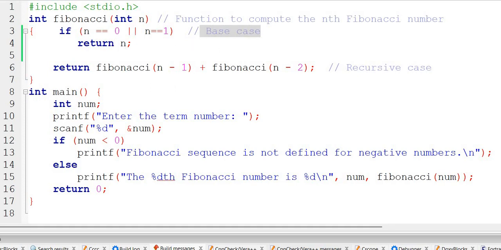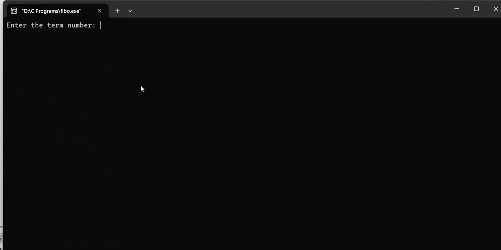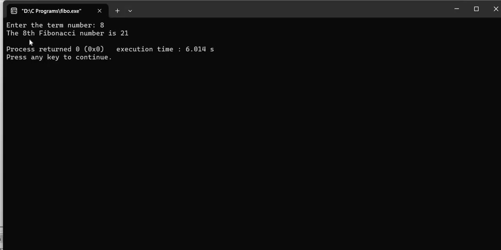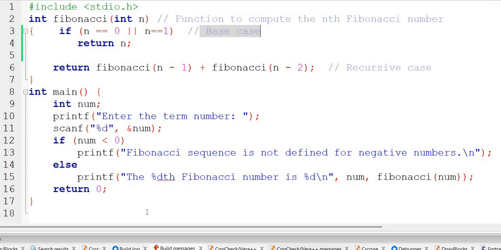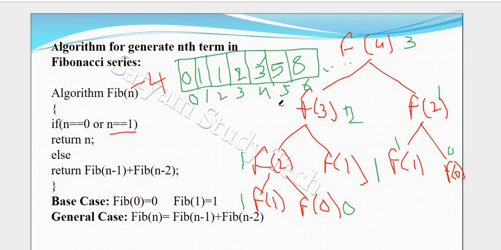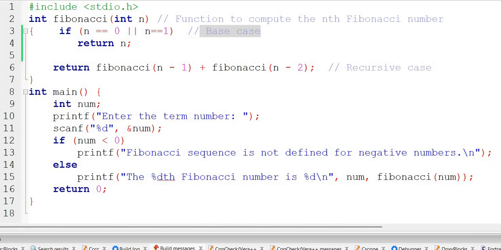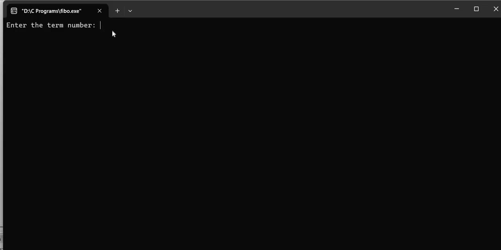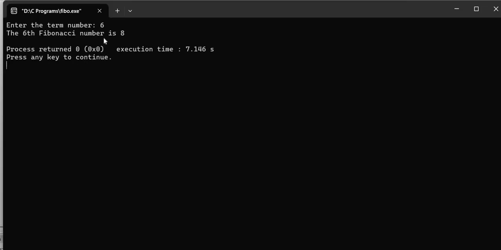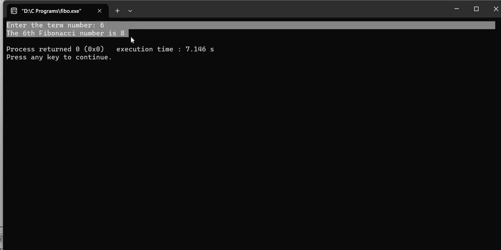Now you can see the output here. For example, n value is 8. So what is the value? Okay. So the 8th Fibonacci number is 21. Already you know the 5th Fibonacci number, we already discussed here. What is the 5th one? 5th one is 5. 6th one is 8. For example, I consider the enter value is 6. So what is the value? So the 6th Fibonacci number is 8. So this is the output.